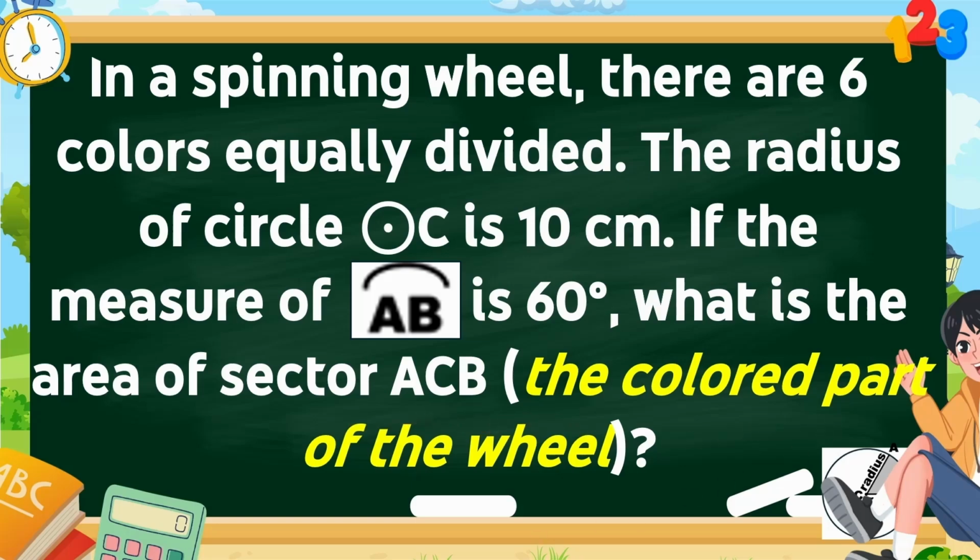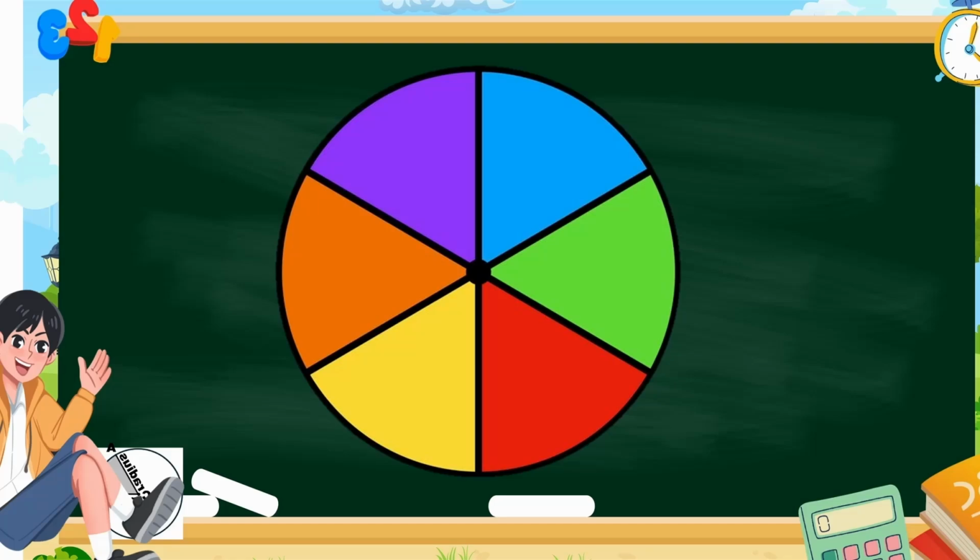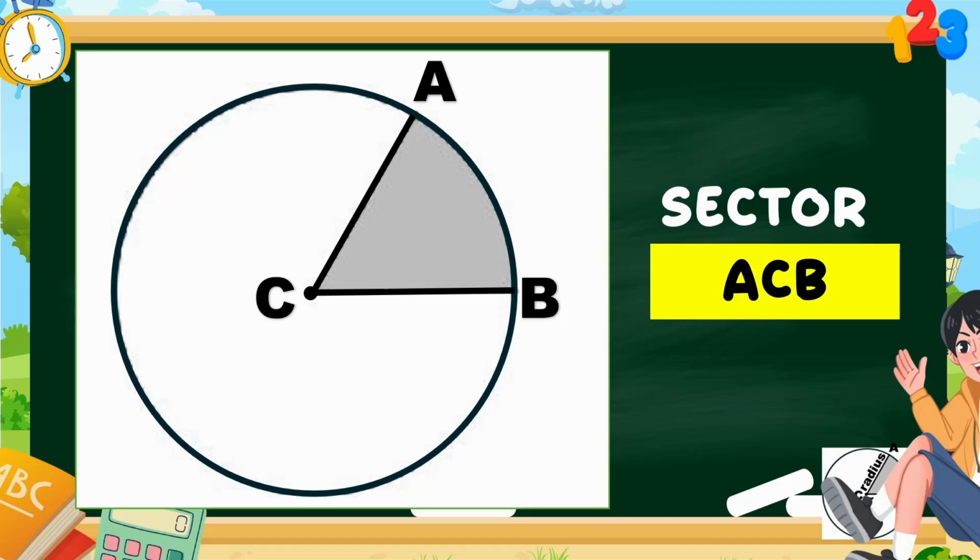Now, let's illustrate this using the 6 colored spinning wheel I'm holding. Can you see how each color represents a sector of the circle? Here's the illustration of the given problem. The measure of the arc is equal to 60 degrees, and the length of the radius of the wheel is 10 centimeters. Okay, we're going to find the area of the sector ACB.